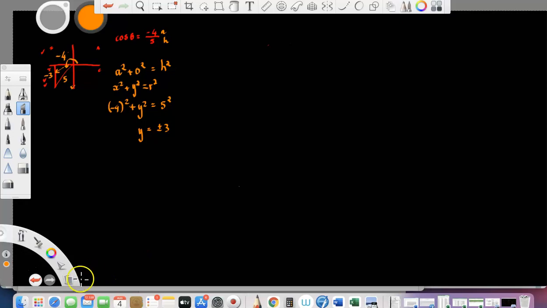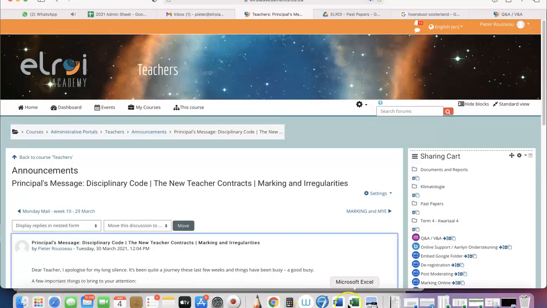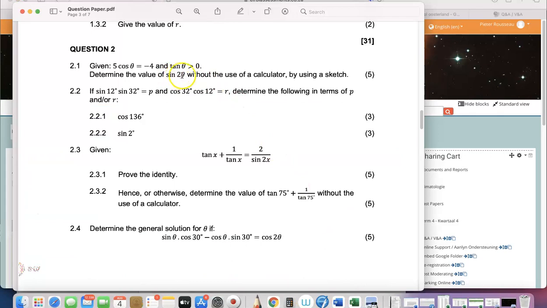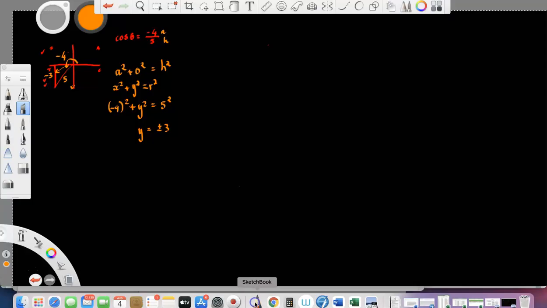And so the value that I'm expected to work out is sine 2 theta. Now, I can't do sine 2 theta because I don't have 2 theta. This is not the triangle for 2 theta, this is the ratio for theta. So all I need to do is to simplify this using my double angle formula. So it's 2 sine theta cos theta.